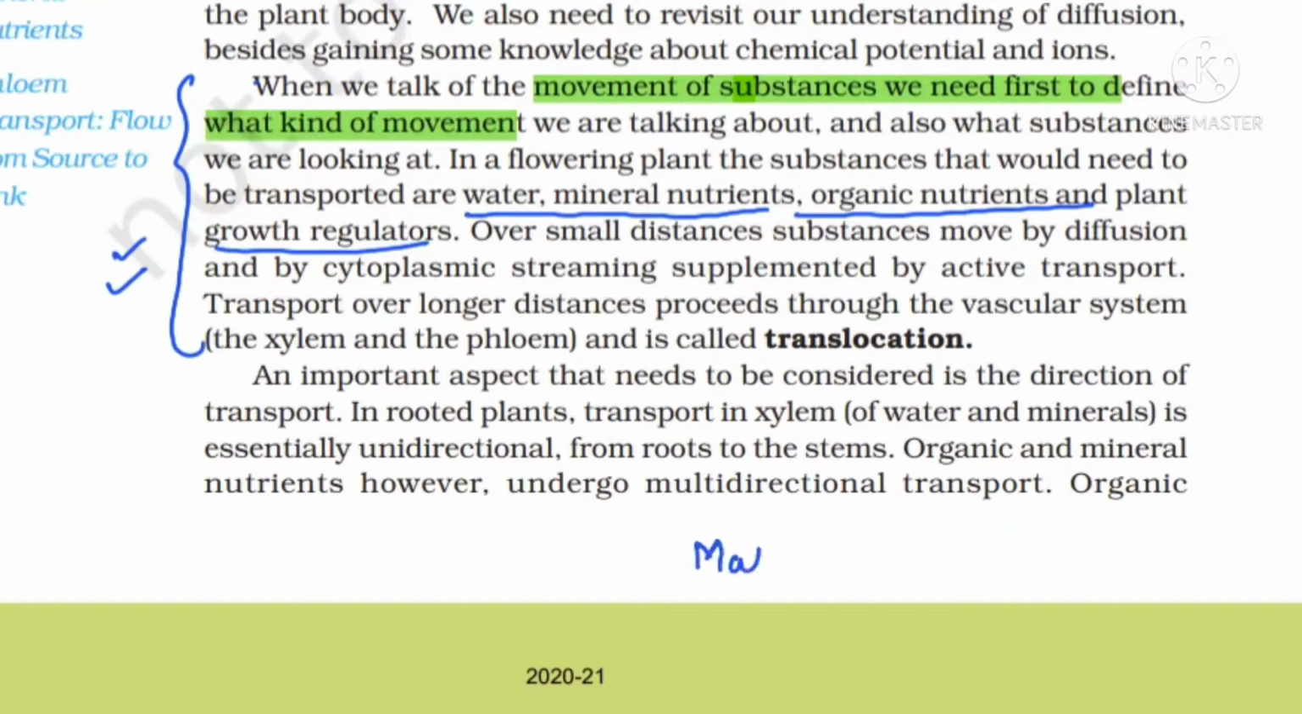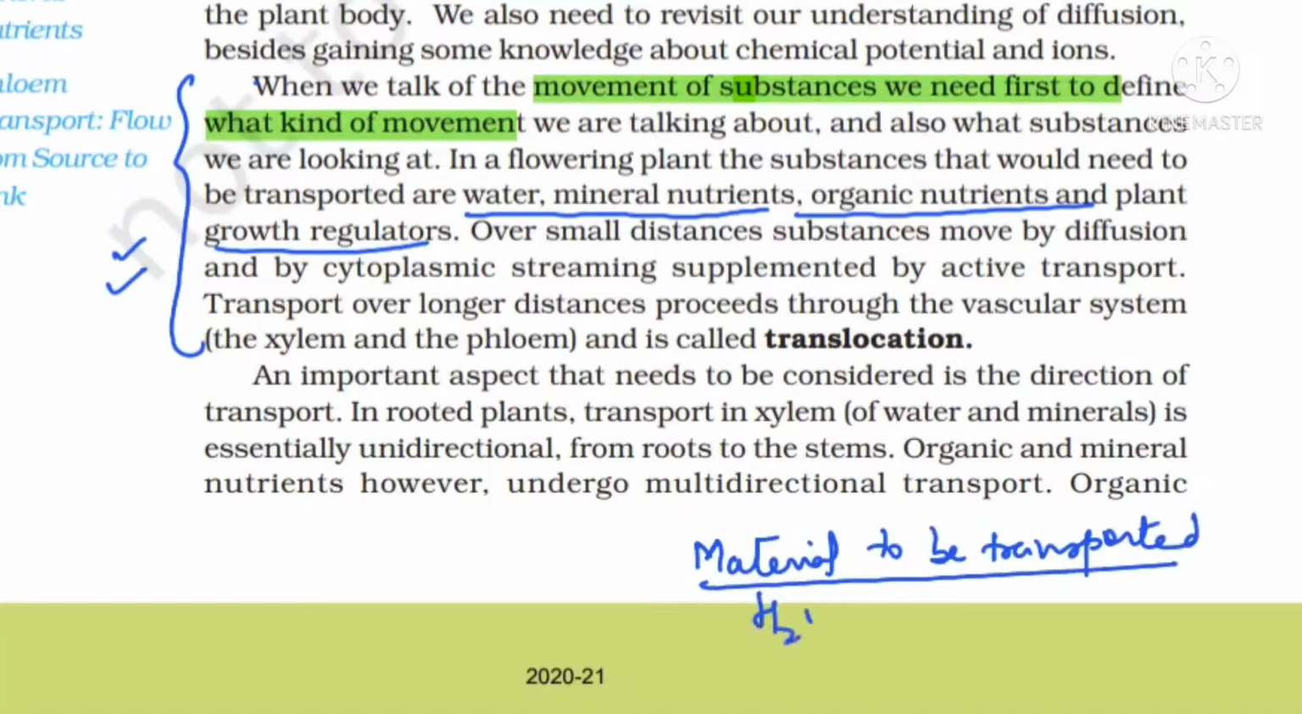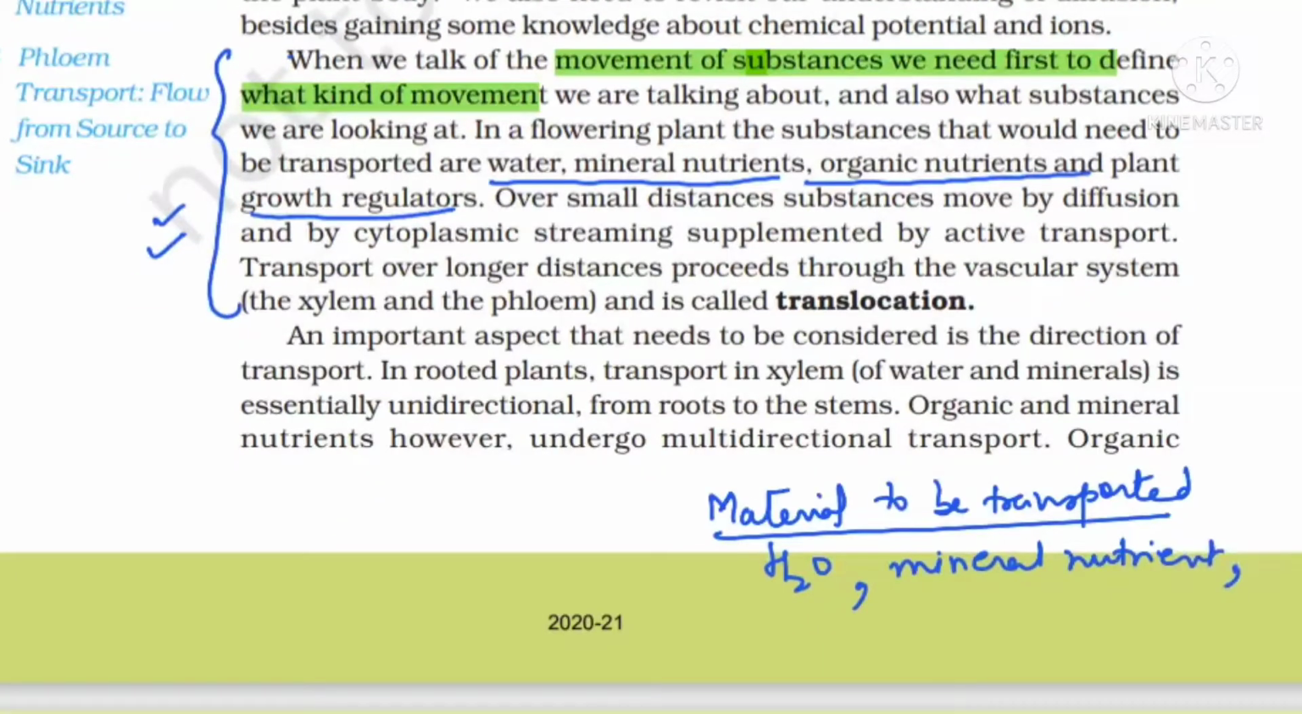You can write here, material to be transported. So which materials are to be transported? You will write water, then mineral nutrient, then you will write organic nutrient, and last write PGR. So these are the materials which need to be transported. Clear? Now, the distance which they have to travel.